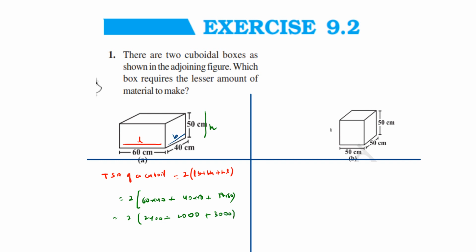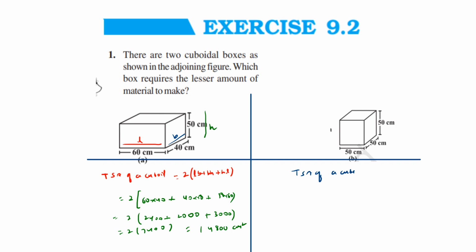When we add these three numbers, 2400 plus 2000 plus 3000 is 7400, multiplied with 2, gives 14800 centimeters square. Okay. Similarly, you have to find the total surface area of a cube.